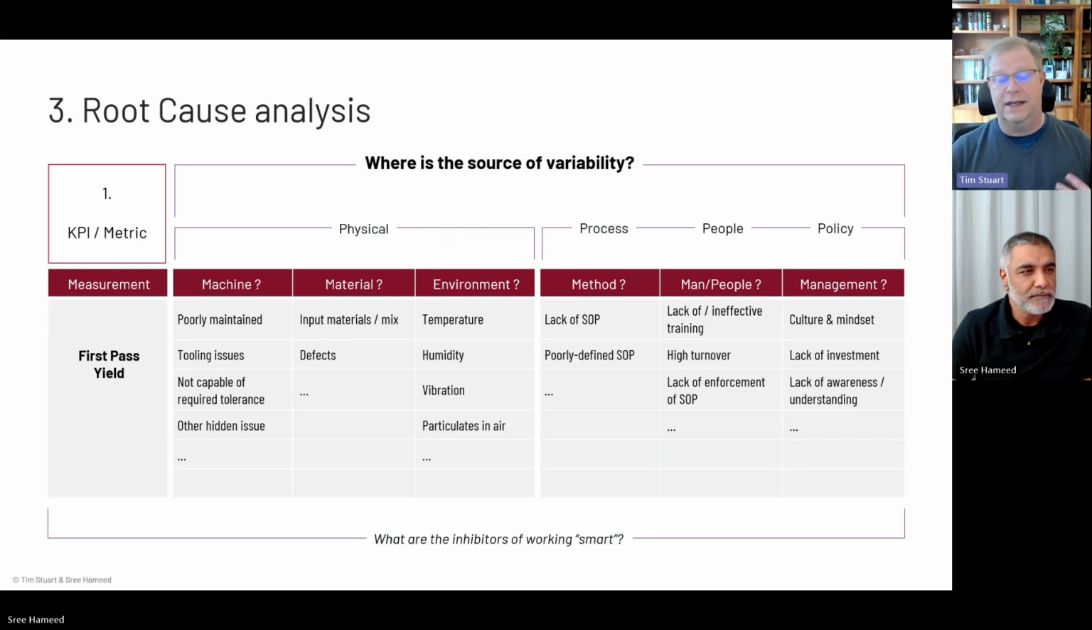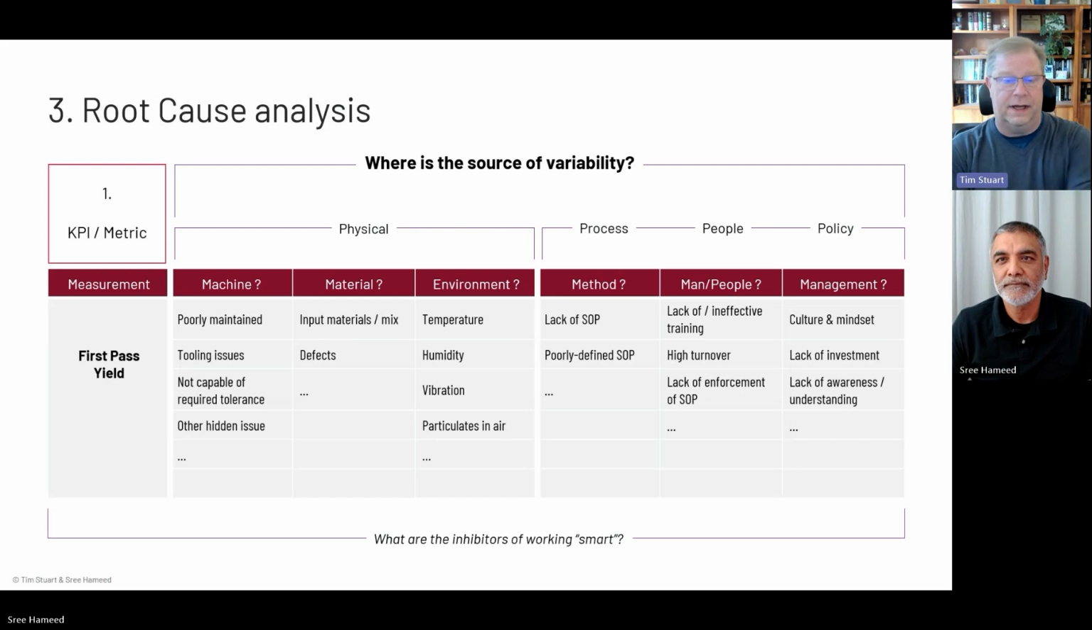I should step back and say that the reason that we have source of variability at the top is if we're looking at quality issues and first pass yield, variability is the source of that. For every quality problem, it's really a variability problem. You just have a curve of outcomes and those tails. If those tails are beyond the specs, then you have a quality issue. So getting back to the chart, if we look at materials, it could be the input materials, it could be a mix of materials, there could be defects in the material itself. And so those could be sources of variability.